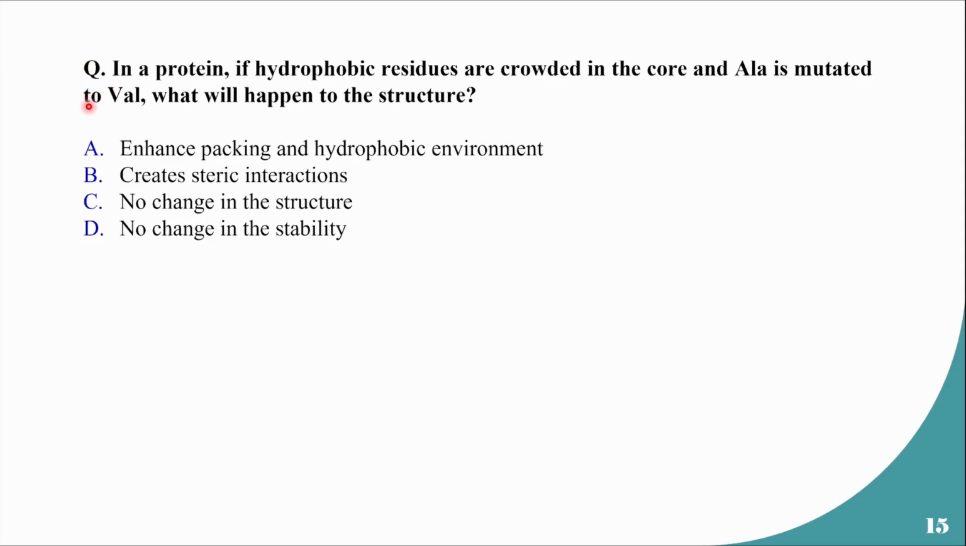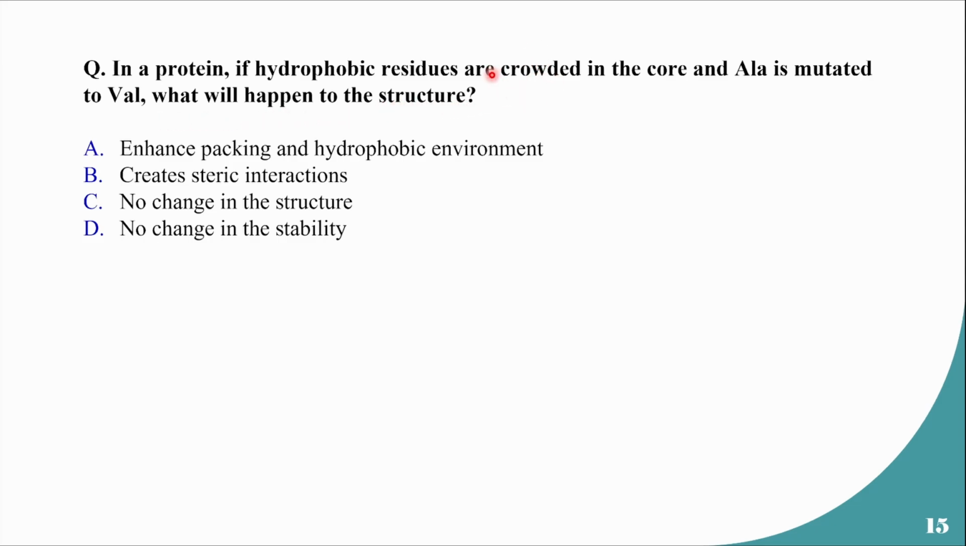So in the next question, it is asking in a similar vein that hydrophobic residues in a particular protein are crowded in the core. So the core region, right? And alanine is mutated to valine, then what will happen to the structure?